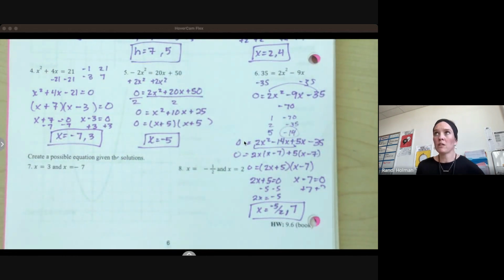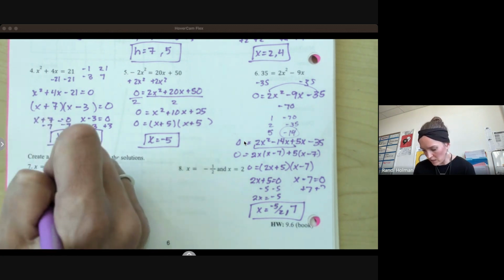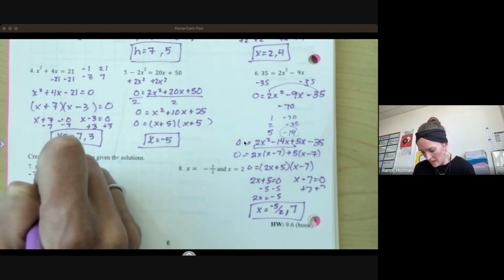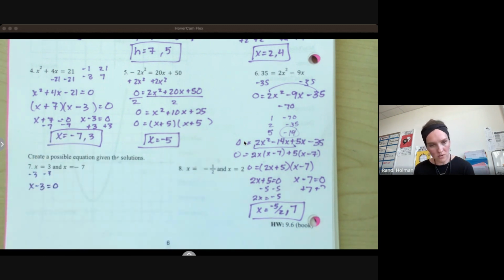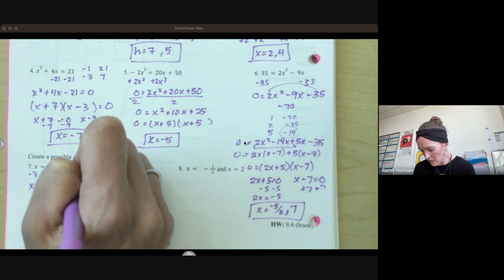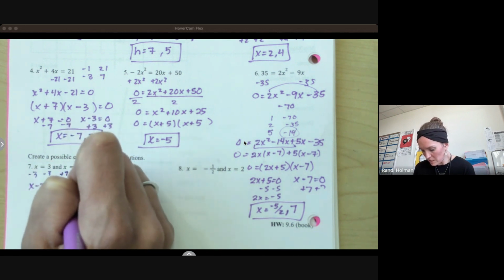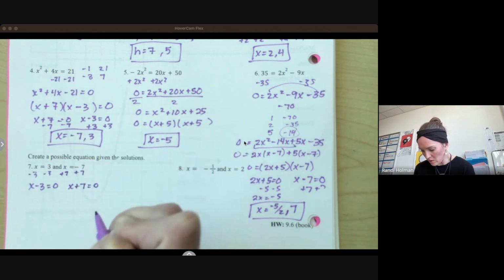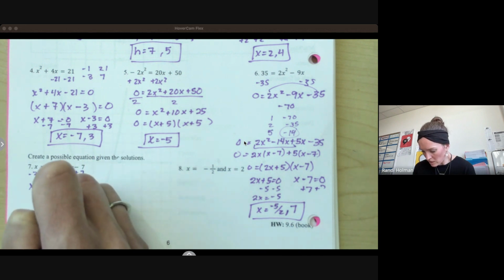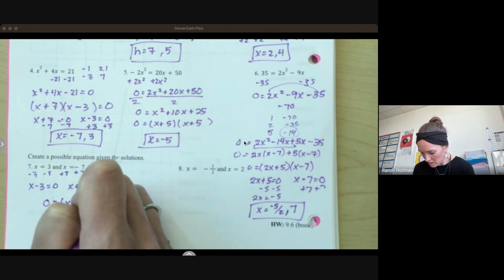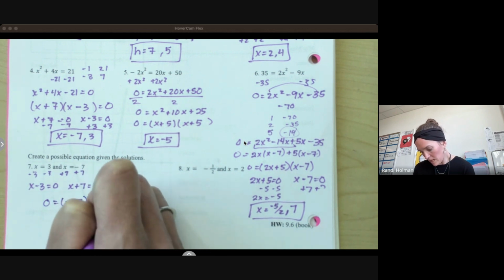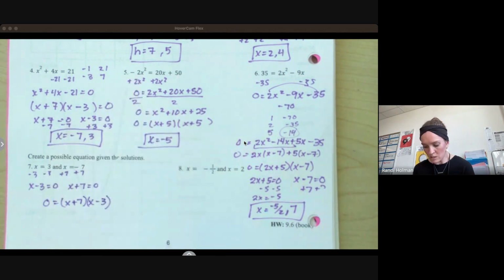Okay. Last thing we're going to do is look at going the other direction. So we're going to complete a possible equation with the given solution. So we're going to use our zero product property that if I have x equals 3, that means that x minus 3 equals 0. So that could be one of my factors. And if x equals negative 7, that means that x plus 7 equals 0. So I could have an equation where 0 equals x plus 7 times x minus 3, and that would give me these two zeros that we have here.